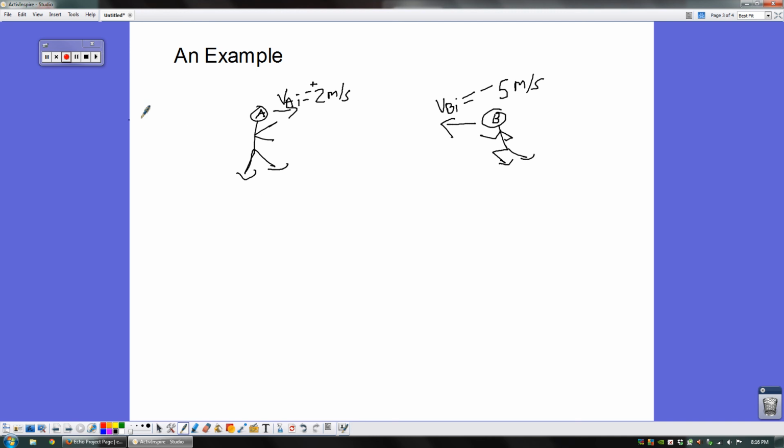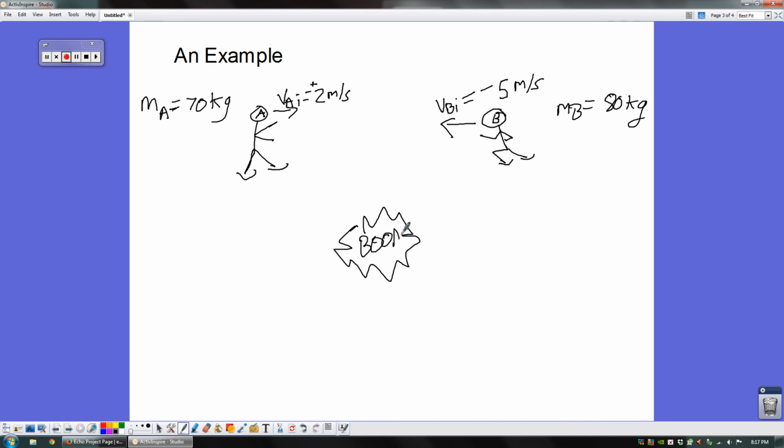All right, let's also give ourselves some masses. Let's say that MA is going to be a 70 kilogram person. MB is going to be an 80 kilogram person, to compensate for all of the extra muscle mass that a hockey player has. All right, this is before the crash. What happens next is they collide.